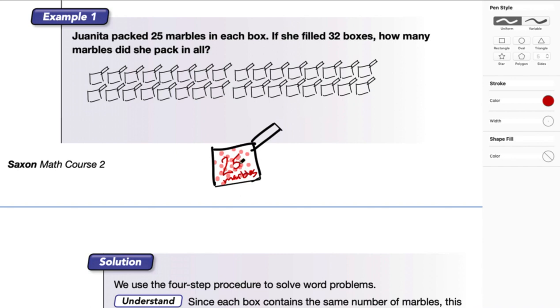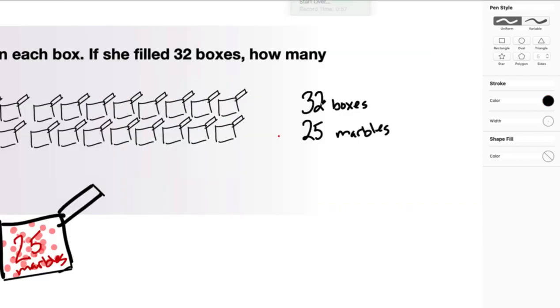You can think about the fact that we'd have to add 25 plus 25 plus 25, and we'd be adding 25 32 times. But you know what that is. When you add the same number over and over again, that's just an opportunity to multiply. So let's do so. 32 boxes with 25 marbles in each box. We're going to do a little bit of multiplication and we should be able to find that answer.